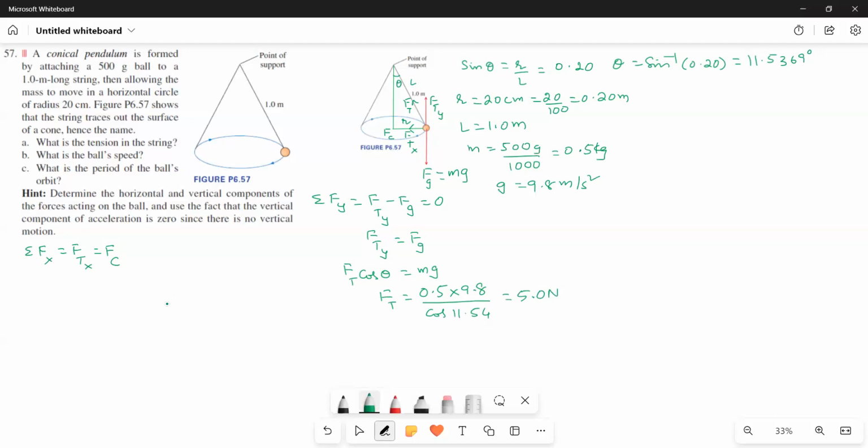Okay, and then next I will come to the x direction. This is the A bit. Now I will come to the B bit. What is the B bit?